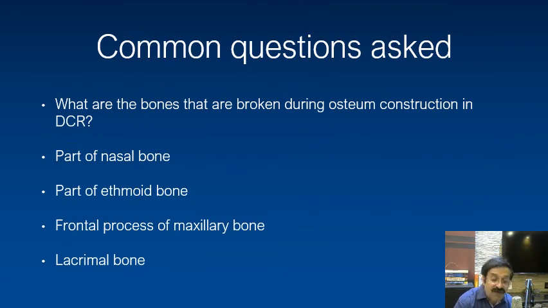Now, one question which is asked, and your marking depends on this, that is, what are the bones that are broken during the ostium construction in DCR? All of you, please have this slide by heart. It's the part of the nasal bone, it's the part of the ethmoid bone, it's the frontal process of the maxillary bone, and it's the lacrimal bone. So these four bones are taking part in the ostium formation. So they have to be sacrificed partially or in full.